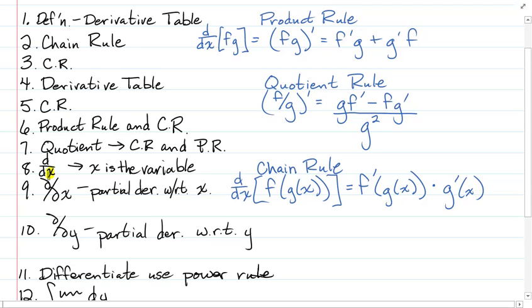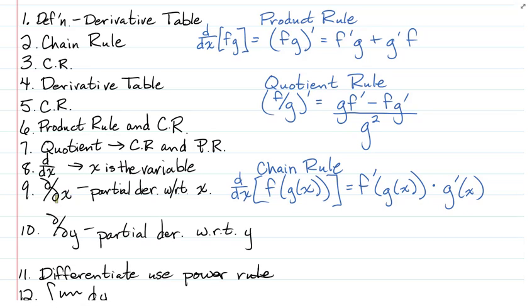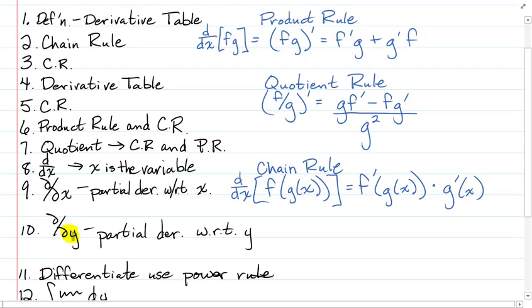Now, number 9 is another way of saying the same thing using this notation. See, when you see those little Greek kind of deltas, that's telling you you're finding the partial derivative, and you're finding it with respect to x. So again, any other letters are treated as constants. You only differentiate things with respect to x. 10 is the same thing, except it's the partial with respect to y.